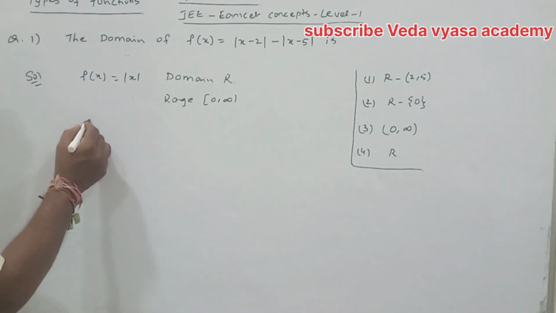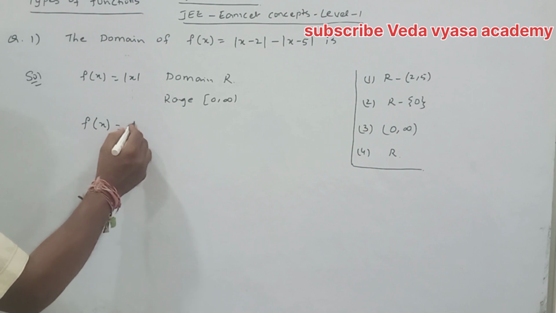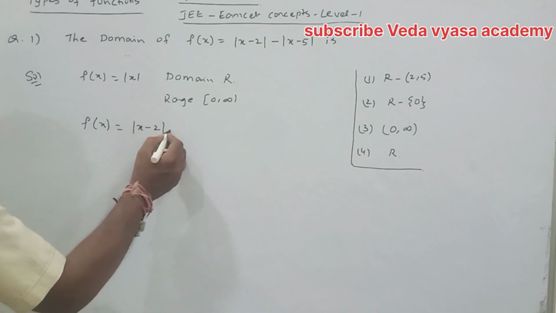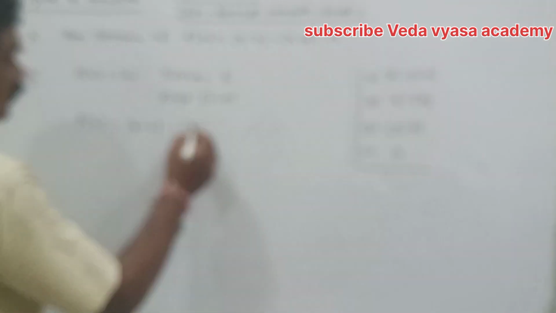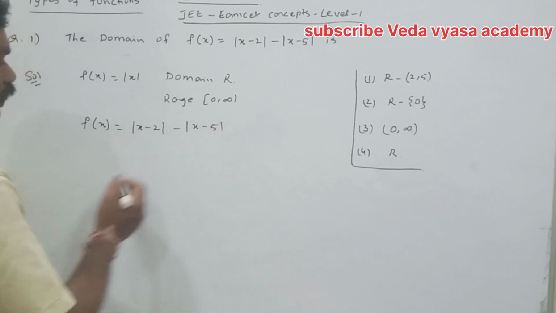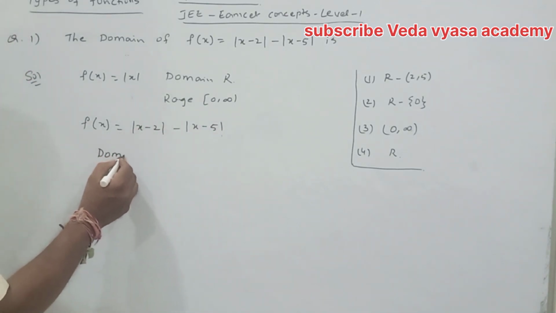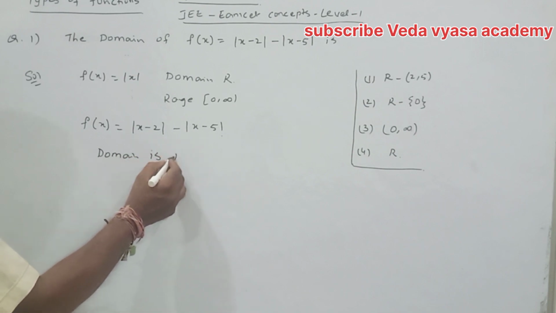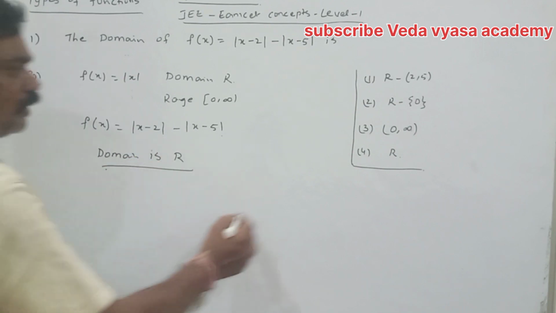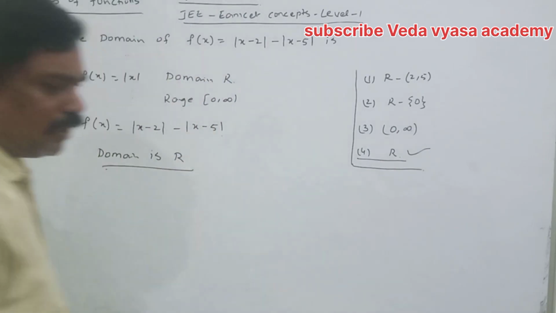So here we have given f of x is equal to modulus x minus 2 minus modulus of x minus 5. So this domain is R. So option 4 is the answer.